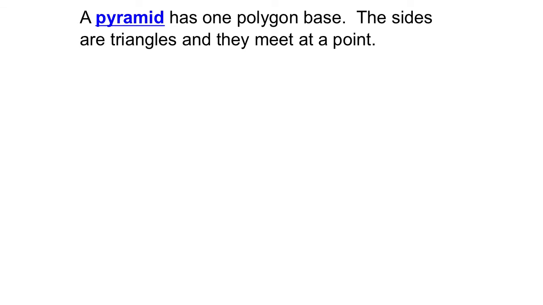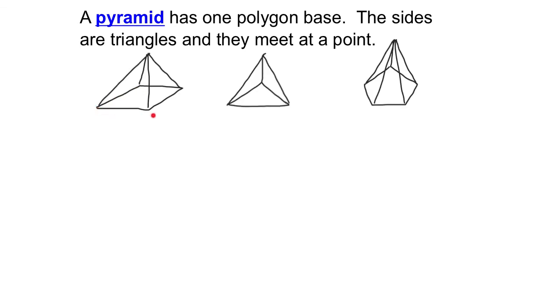Here's some examples. You can have a square-based pyramid, a triangular-based pyramid. This is a pentagonal-based pyramid. All of them have a polygon as a base, and the sides meet at a point. And all the sides are triangles. So that's the definition of a pyramid.